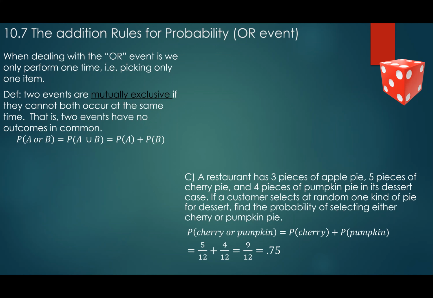So in this case, because they do not have anything in common, that's why they are mutually exclusive. And if they are mutually exclusive, you just need to add them up, find the probability of the first one plus the probability of the second one. You add them up and you either reduce them or give the decimal form. Question with C, ladies and gentlemen.